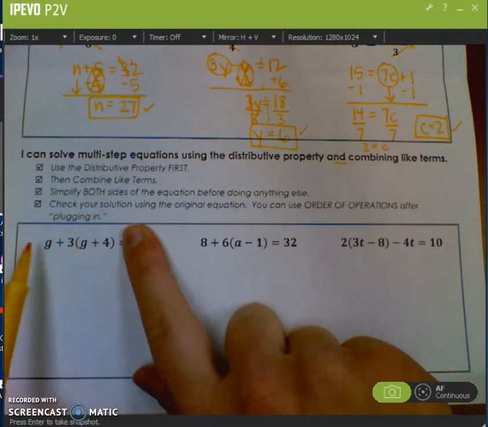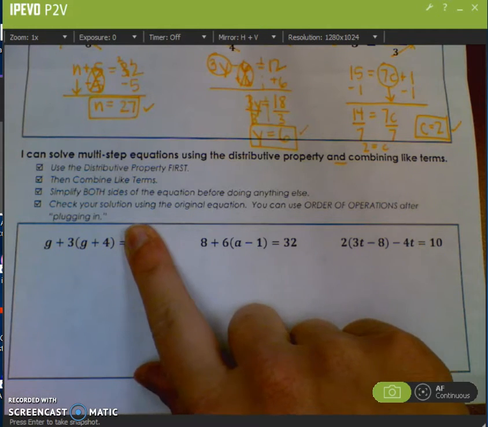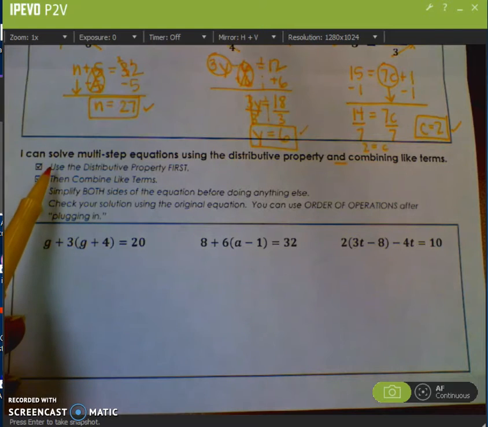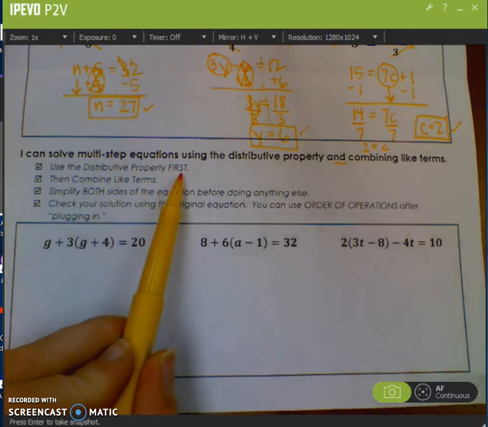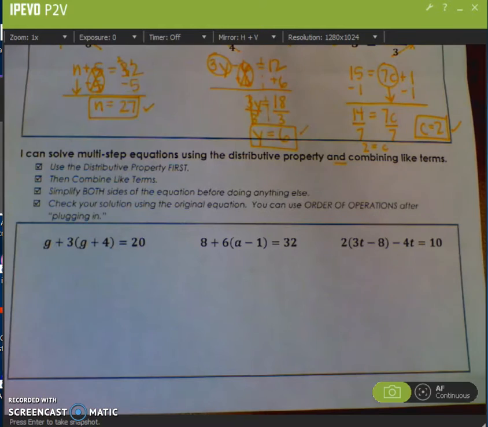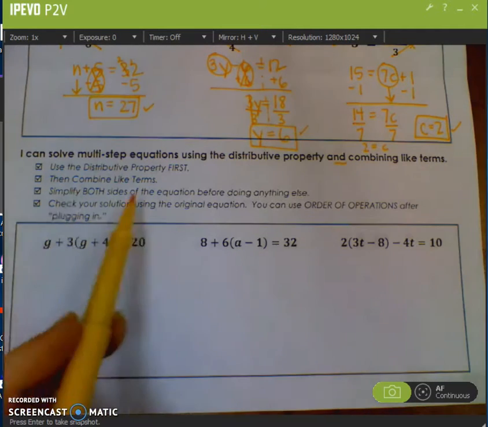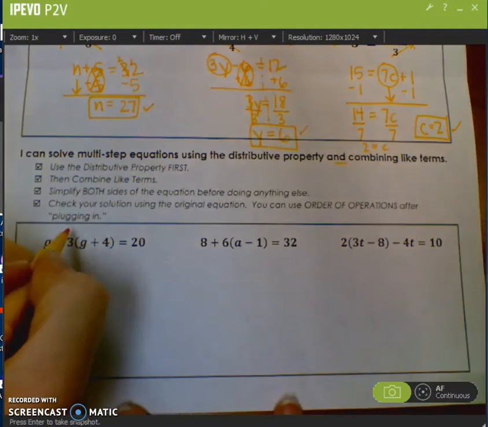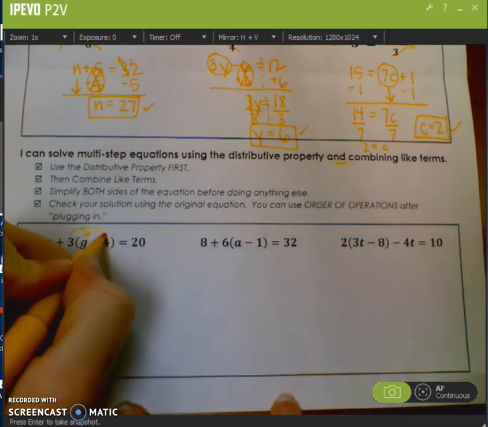We've got to simplify the expression first, and then we can solve for our variable. So in order to do that, we always use the distributive property first, and then we combine like terms. After that, we can simplify both sides of the equation and check our solution at the end. So the first thing I'm going to do here on this first example is use the distributive property.